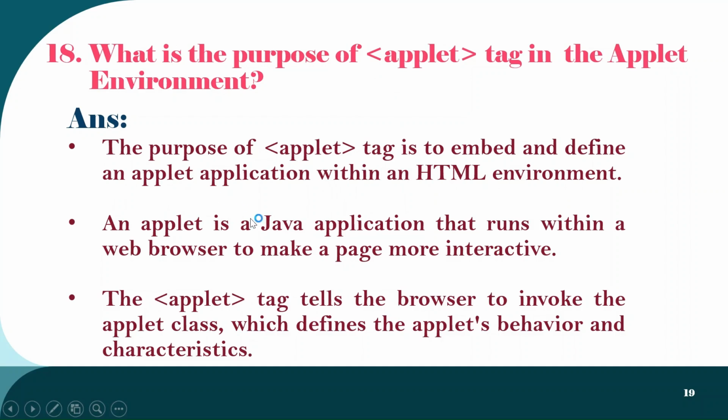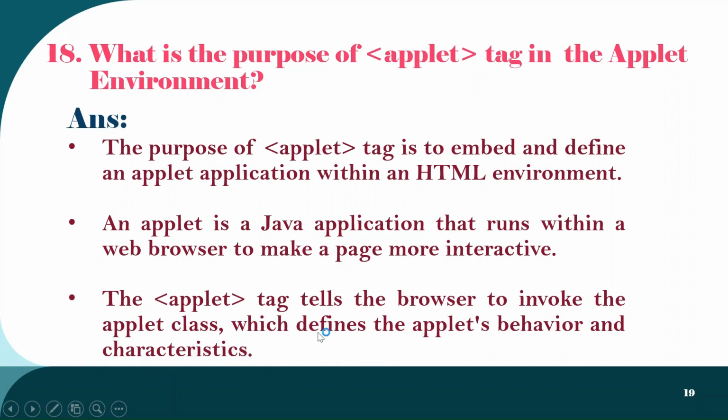In that, I need to project the applet file, and by using some parameters, I need to give the reference of the applet application. An applet is a Java application that runs within a browser to make a page more impactful. As I was saying, the web browser is also one of the runtime environments. I can use the web browser to run an applet. The applet tag tells the browser to invoke the applet class, which defines the applet behavior and characteristics.